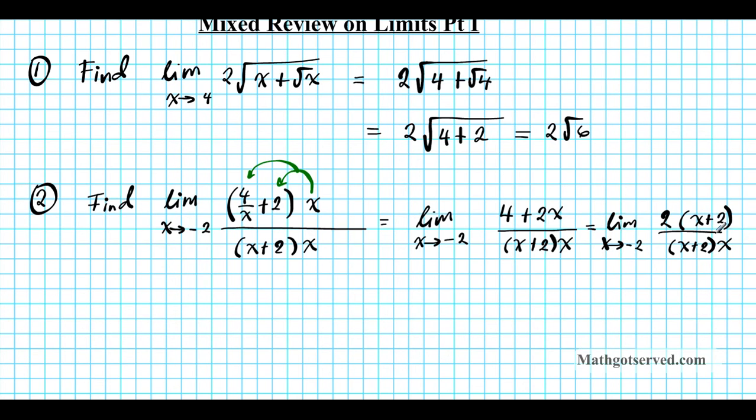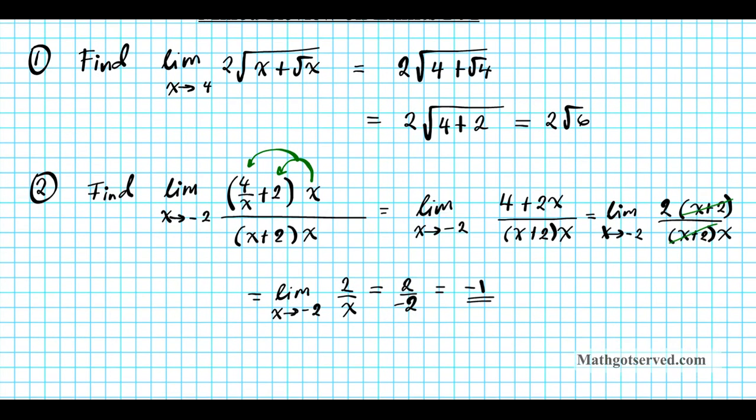So what happens is that these x plus 2's divide out. So what we're going to have is the limit as x approaches negative 2 of 2 over x. Now I've simplified it as much as we can, so we're going to substitute. This becomes 2 over negative 2. Your final answer is negative 1. So there you have it.